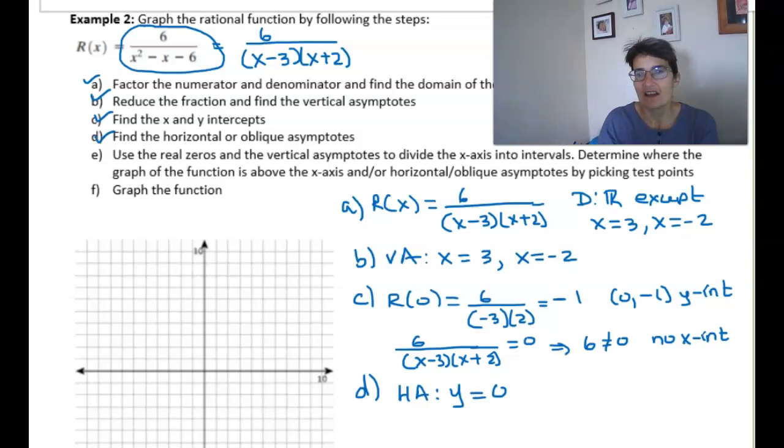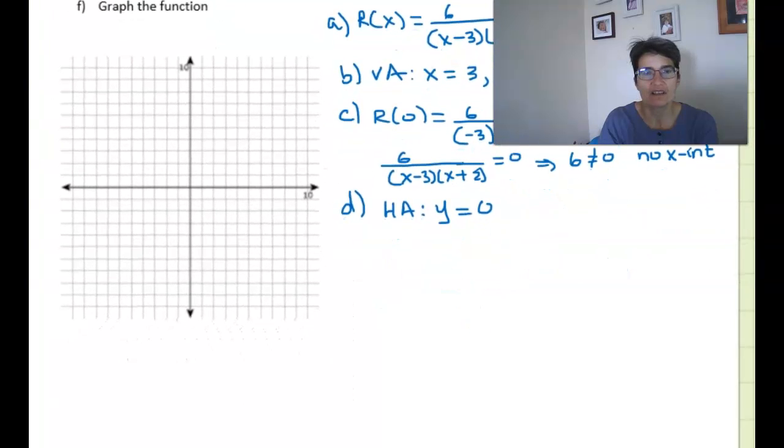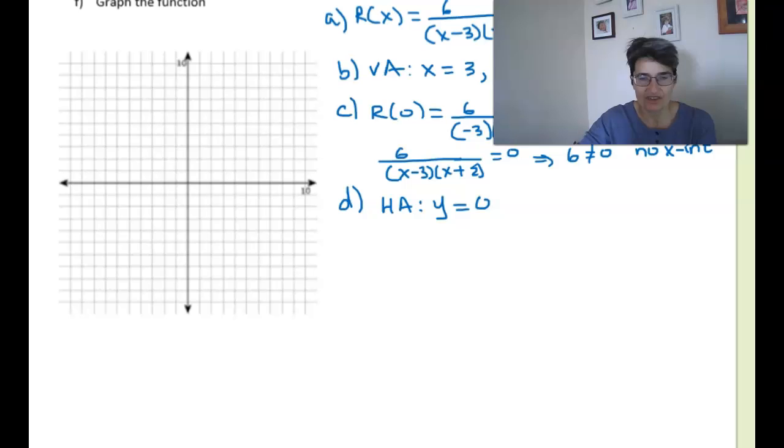Alright, let's now put all that together and make the scaffold or the structure of our graph. So we're going to put our vertical asymptotes down. So they're at 3 and at negative 2. So 3 and negative 2. Our y-intercept is at 0, negative 1. There are no x-intercepts. And there's a horizontal asymptote at y equals 0.